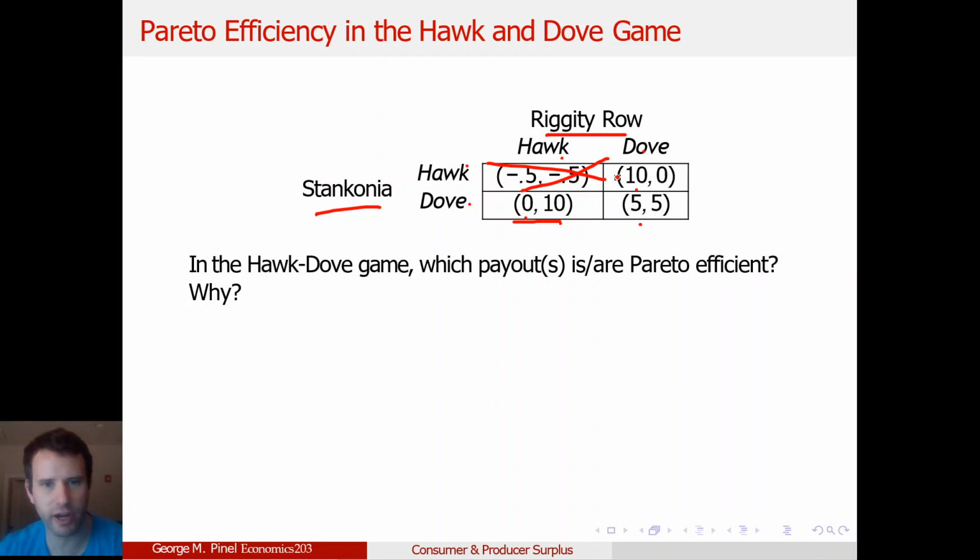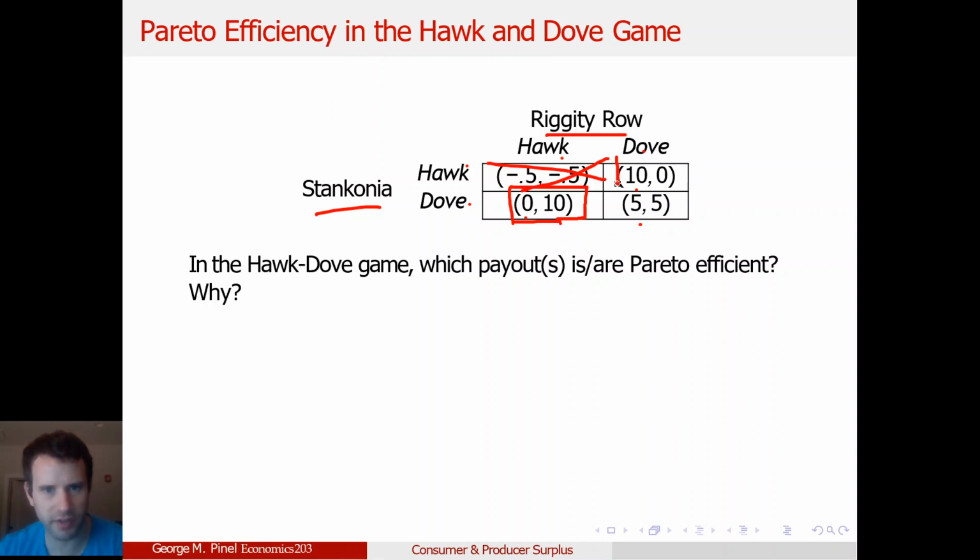But what about here to here? So if I go from here to here, I am increasing Stankonia's payout, but I am decreasing Riggedy Row's payout. So there are no allocations in which I can make Stankonia better off without taking from Riggedy Row. And there are no allocations in which I can make Riggedy Row better off without taking from Stankonia. So this is Pareto efficient, 0, 10.